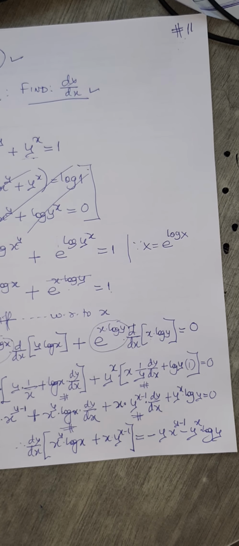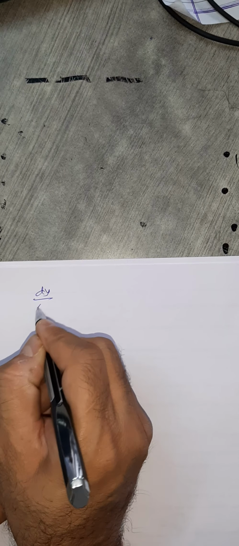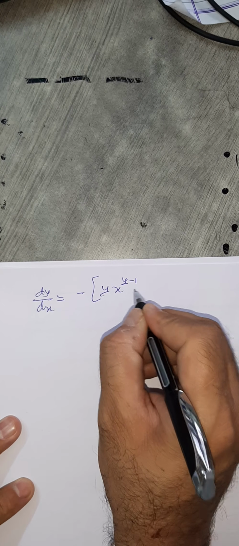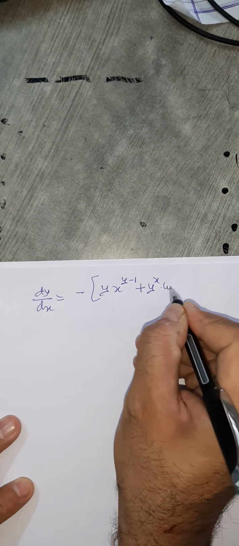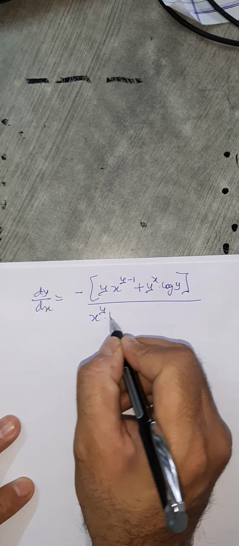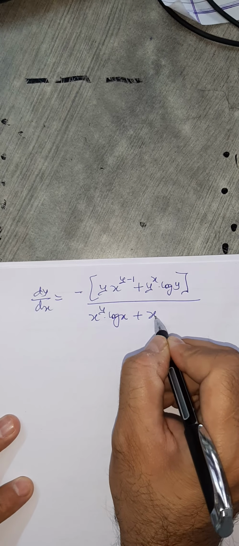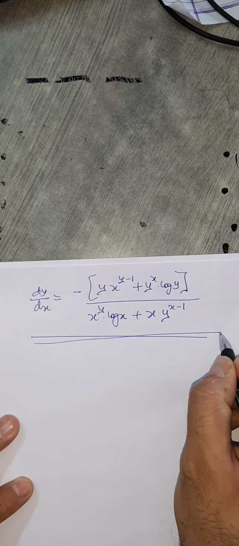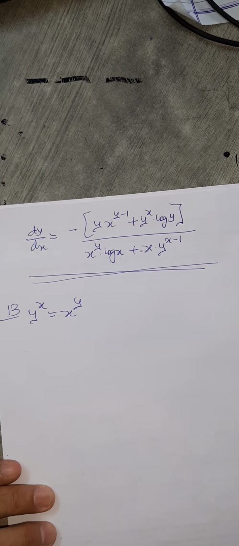Fine. Now next step, this will be just in the denominator. That's what it is all about for dy by dx. So here finally dy by dx equals to minus y into x raised to y minus 1 plus y raised to x into log y, upon x raised to y into log x plus x into y raised to x minus 1. This is your final dy by dx.